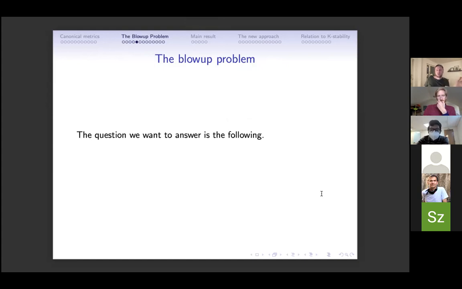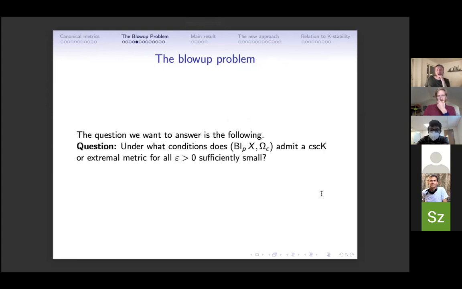So the question that we're interested in today is: under what conditions does the blowup admit a cscK or extremal metric in these classes for all positive epsilon sufficiently small? Here we're only interested in when epsilon is really, really small, not necessarily all epsilon for which this is Kähler. You can think of that as when the volume of the exceptional divisor is really small. So we are in some sense close to our original manifold. We've only added on this little divisor with very little volume, and in that way we can think of it as a perturbation of the original manifold that we had.